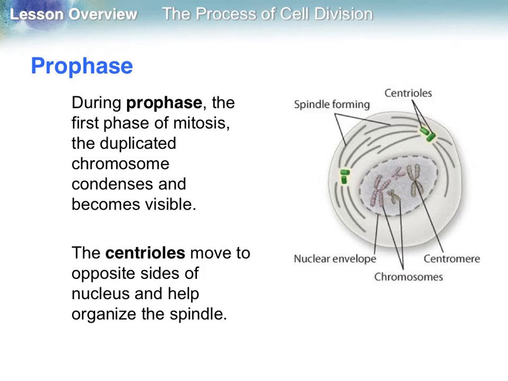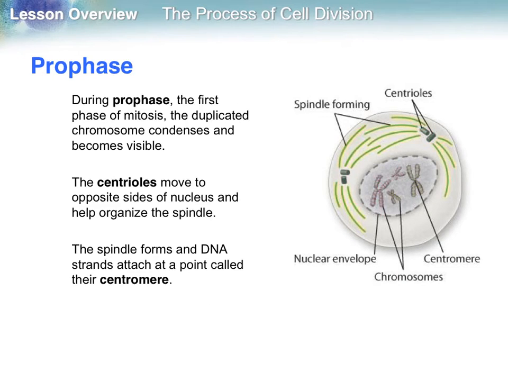The second thing that happens is these centrioles here and here move to the opposite sides of the cell and help to organize the spindle fibers that are beginning to form. The last thing that happens is, as the spindle is forming, the spindle attaches to each chromosome at the centromere. The centromere here is the very center of each chromosome right here, and the spindle fibers are going to attach to the center of each duplicated chromosome at the centromere.